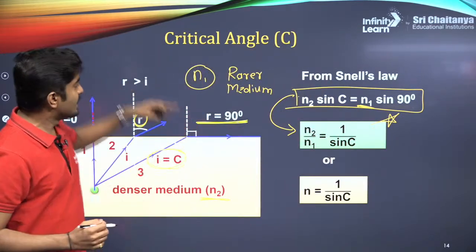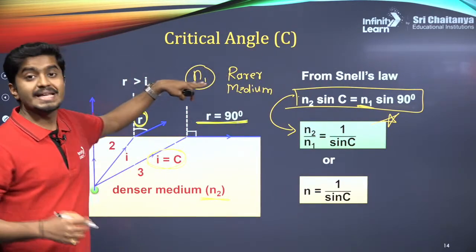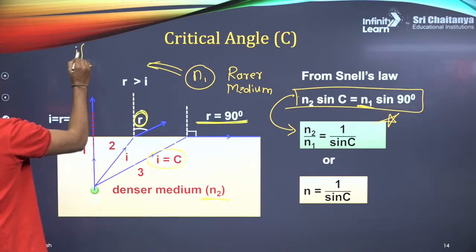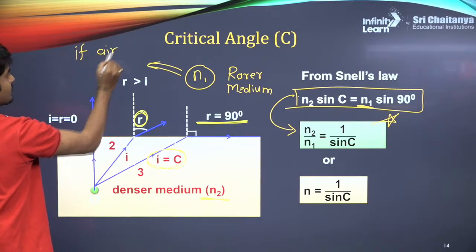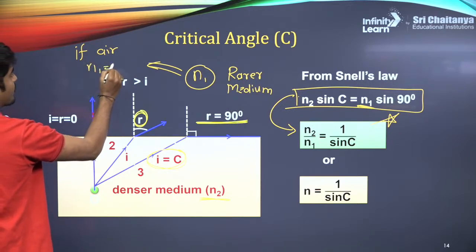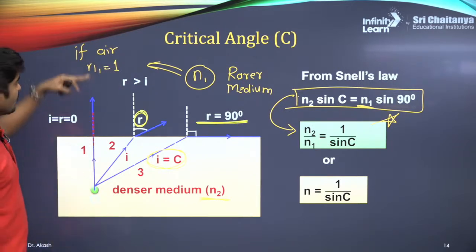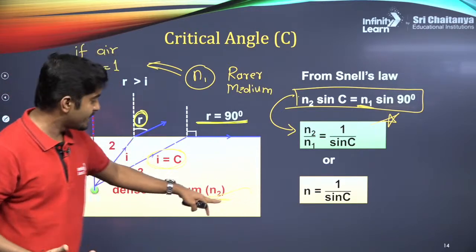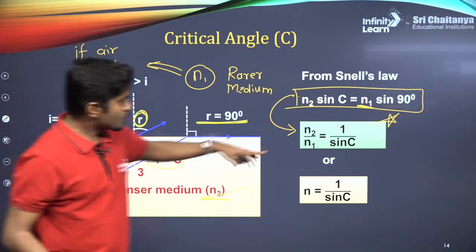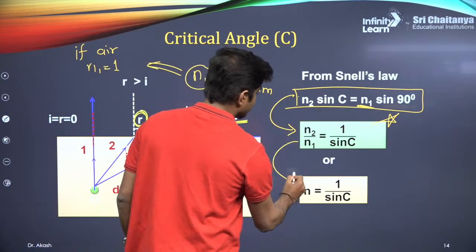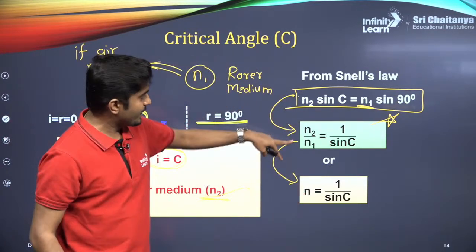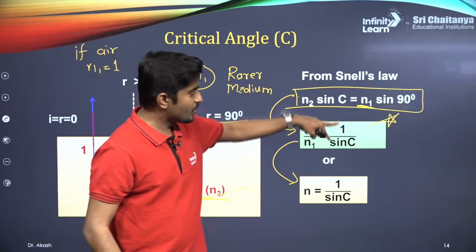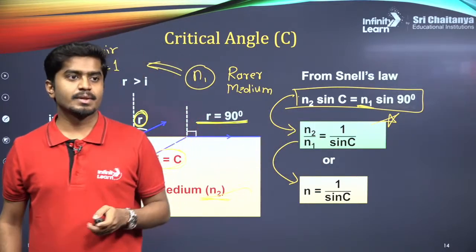And if this rarer medium is air, then N1 will become 1, and N2 is simply N, which is the refractive index of the denser medium. So you can write from here N is equal to 1 by sine C. Okay.